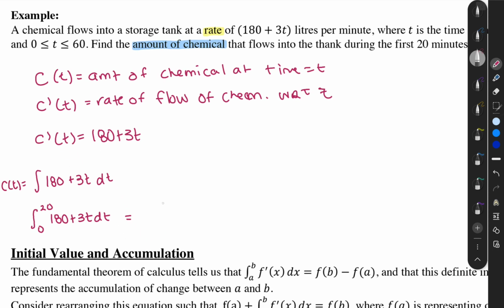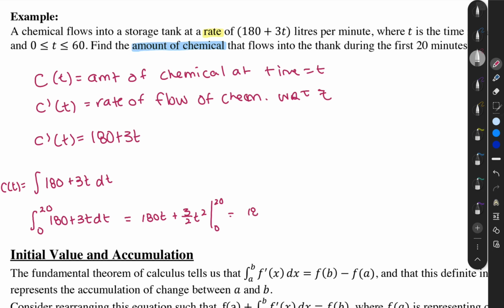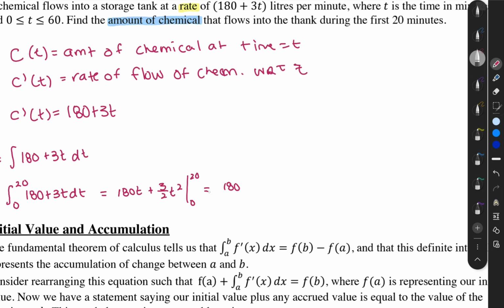So I'm going to anti-differentiate. I'm going to get 180t plus 3 over 2 t squared. I'm taking a definite integral, so I'm going to skip that plus c. I'm going to evaluate from 0 to 20. And so I'm going to do upper bound, final value. This is a function, so this specifically is my amount of chemical function. Missing that constant term, but I'm accumulating, so it's going to cancel out regardless.